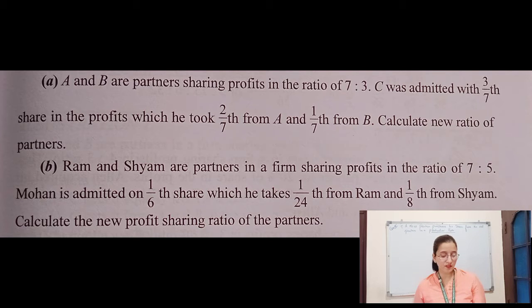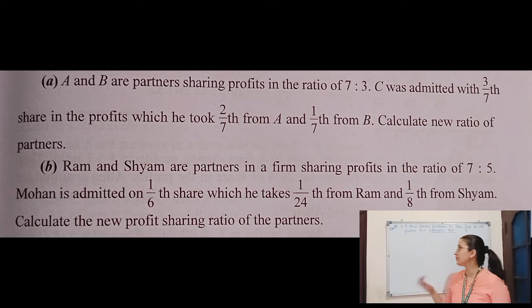Second part is Ram and Shyam are partners in a firm sharing profits in the ratio 7:5. Mohan is admitted on 1/6 share, which he takes 1/24 from Ram and 1/8 from Shyam. Calculate the new profit sharing ratio of the partners. So in this question, we will be solving the two parts where we have to calculate the new profit sharing ratio under case number 3.